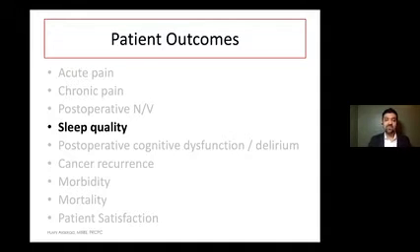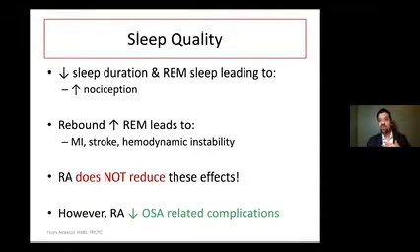Sleep quality. Now, there's a subspecialty in sleep, so it's a very big topic. I don't understand much about it, but it's interesting. So what we care about usually is sleep apnea, and regional anesthesia does reduce complications related to sleep apnea because of the reduction in opioids.